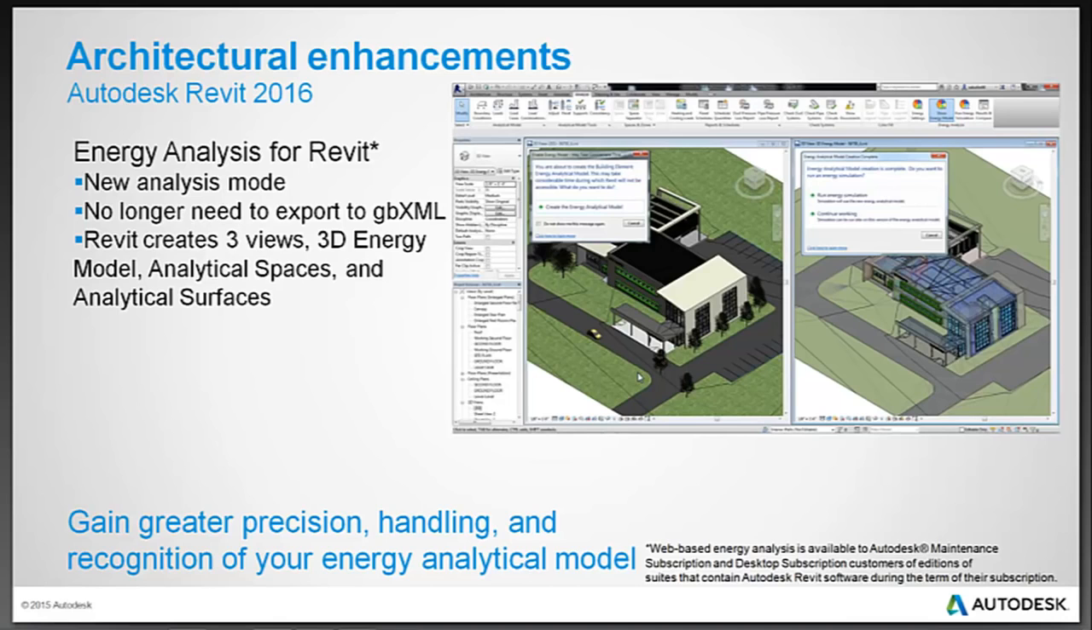When you select an analysis mode that includes building elements and then show the energy model, Revit creates three views. 3D energy model, which is a 3D view, analytical spaces, which is a schedule, and analytical surfaces, which is another schedule. And then you'll use these views to examine the analytical model and make your adjustments to the analytical model before running the energy simulation.